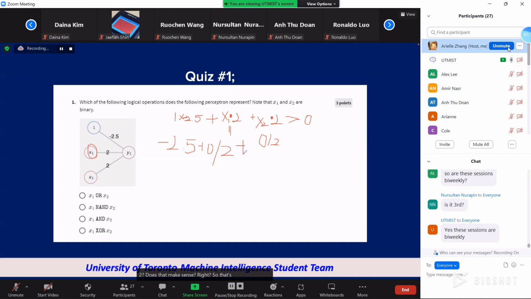So that means that both our x1 and x2 have to be positive 1 in order to result in a positive answer. And that's exactly the logic of an AND gate. So this answer will be x1 and x2. Does that make sense for you guys? Yeah?